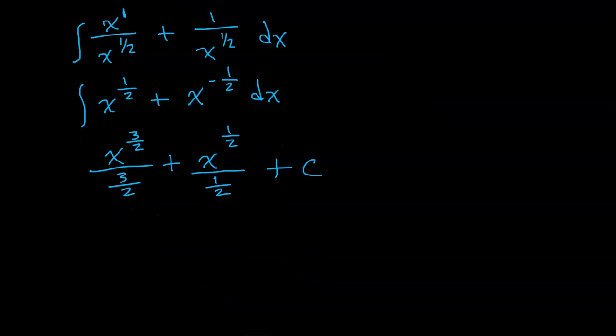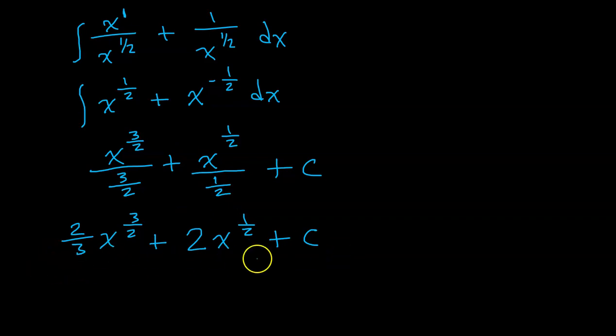When you divide by a fraction, you multiply by the reciprocal. So this will become 2/3 times x to the 3/2 power plus 2 times x to the 1/2 power plus c. Again, we're just taking these denominators and we're multiplying by the reciprocal. So that's the answer. This is the antiderivative.